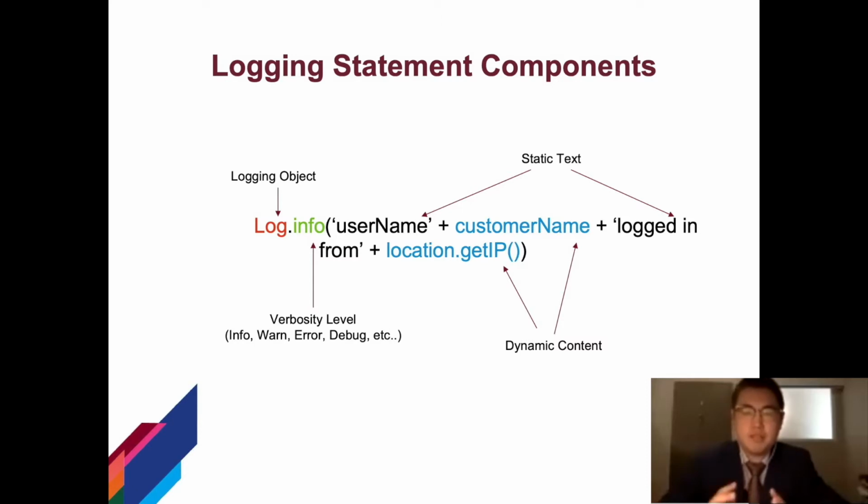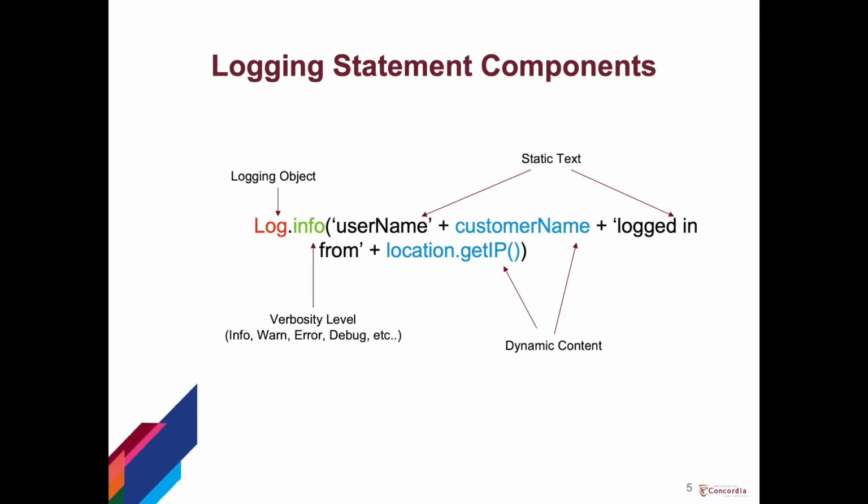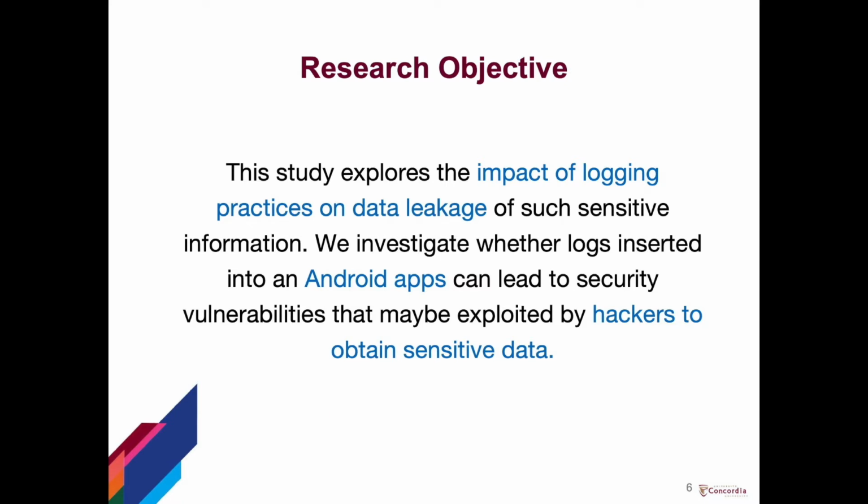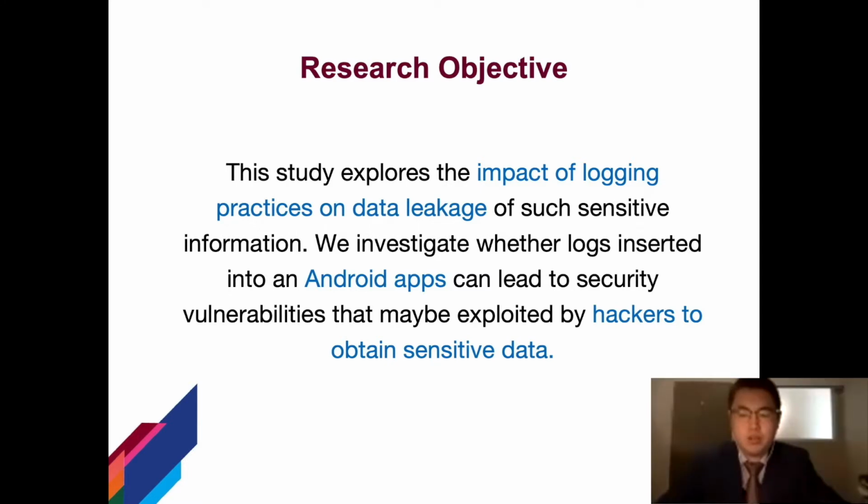If we compare these 4 components, the dynamic content is important because it's related to the user data. However, if this data is sensitive or private, like the social insurance number, that will cause a data leakage problem. So my research objective is to explore the impact of logging practice on data leakage of such sensitive information. We investigate why the log inserted into an application can lead to security vulnerabilities that may be exploited by hackers to obtain this sensitive data.